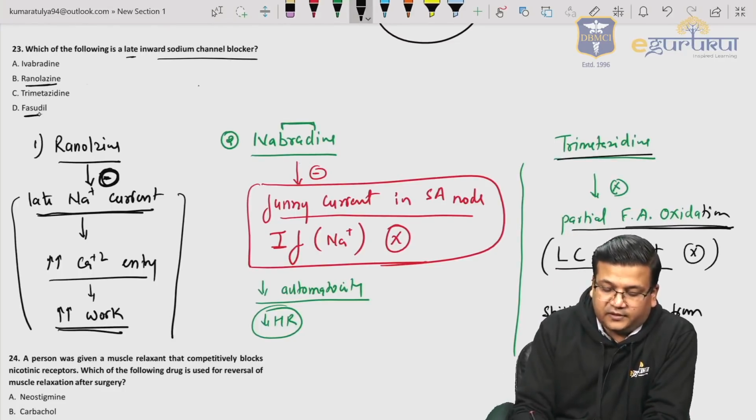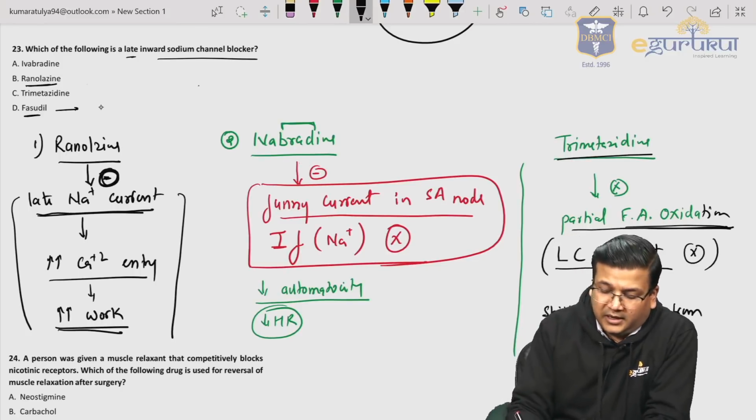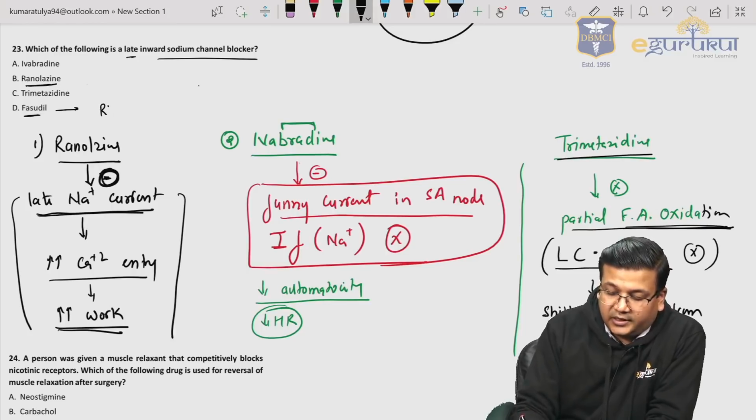Fasudil is also one of the drugs which was in market for some time, mostly withdrawn, and any drug acting with sudil is a Rho kinase inhibitor.